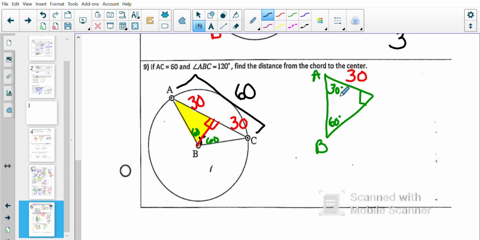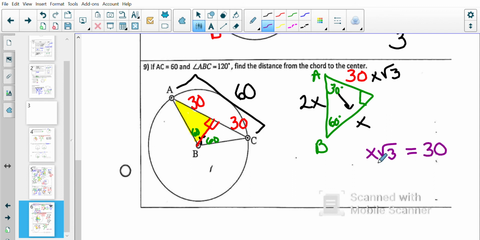Opposite the 30 is x. Opposite the 60 is x root 3. And opposite the 90 is 2x. So our equation is going to be x root 3 is equal to 30. Let's solve for x. Divide by root 3 on both sides.